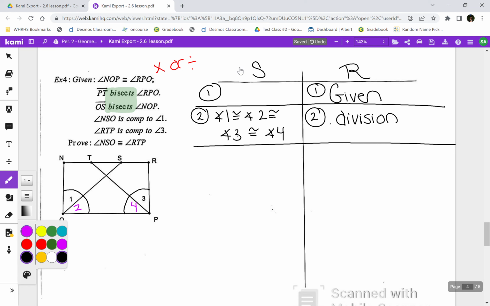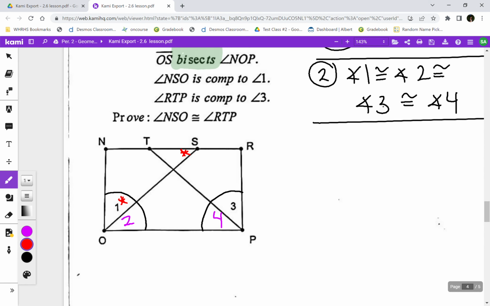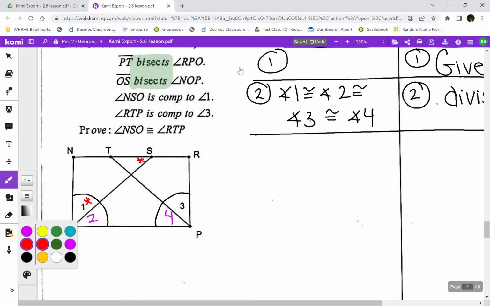All right, let's keep going. Now we're saying that angle NSO, should I put an angle 5 right here, or do you guys want to just name it NSO? NSO, okay, so let's put a star in NSO, is a complement to angle 1. So let's put a star by angle 1. Then it says angle RTP, let's put a dot, is a complement to angle 3. Let's put a dot by angle 3.